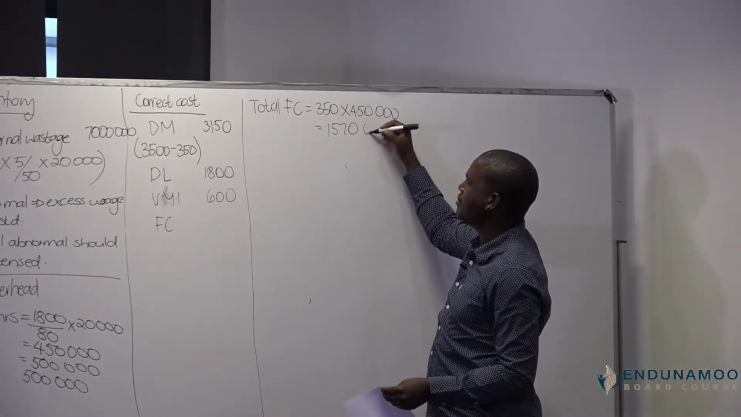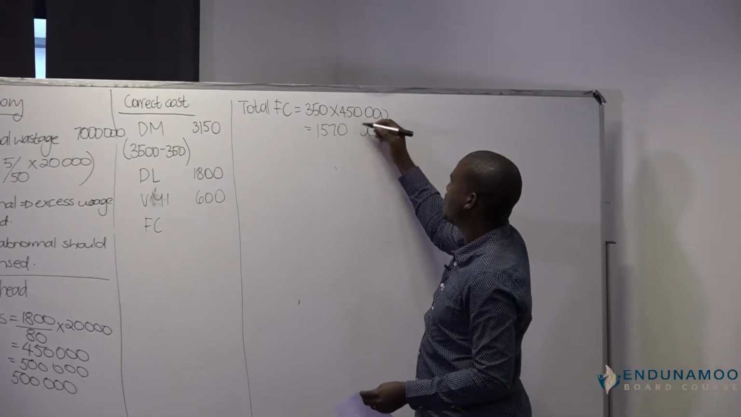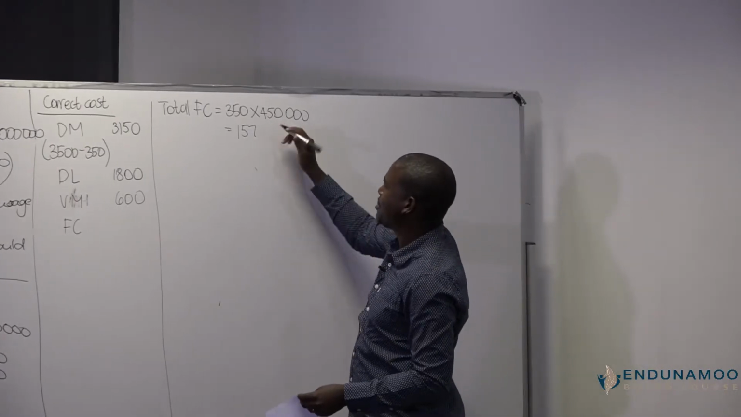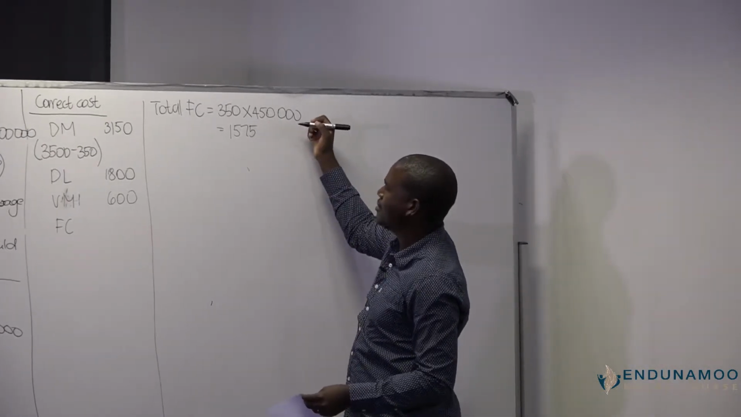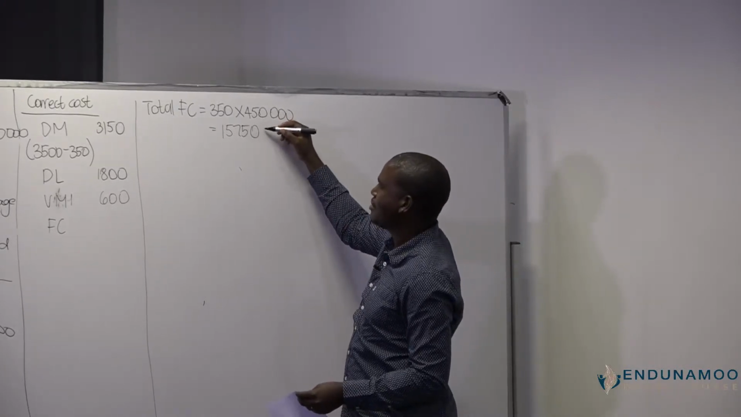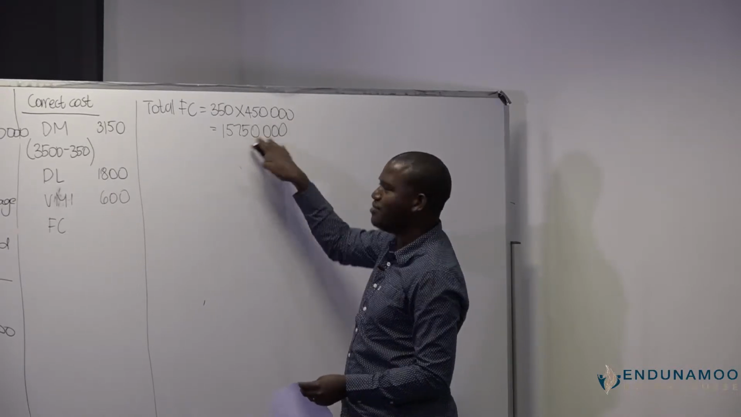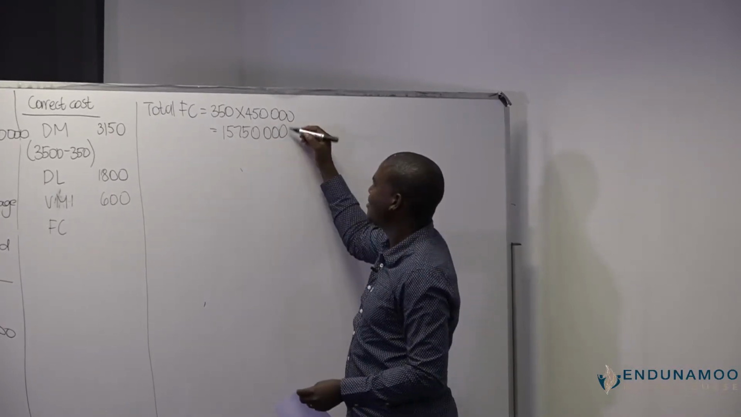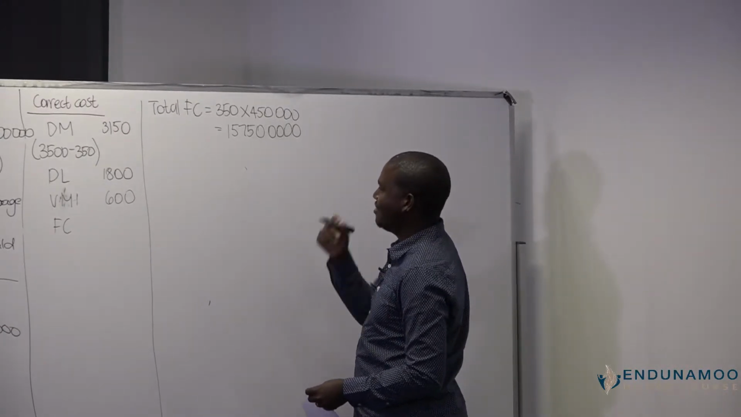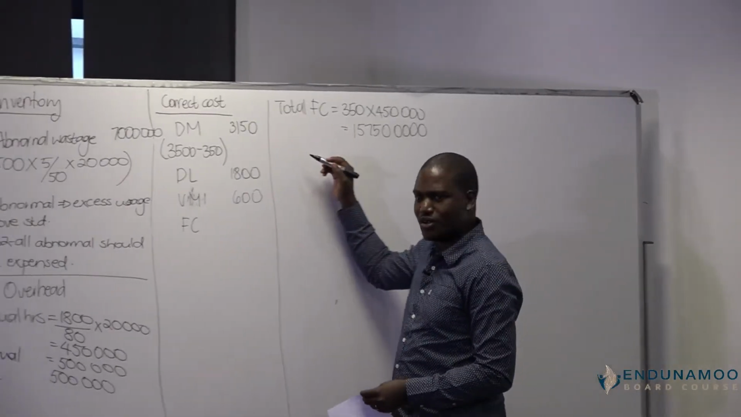157,500. Minus the 0. 157. 500. Another 0. Three zeros. 15 million. No. Another 0. 157,500. Okay? That's my total fixed cost. Right?